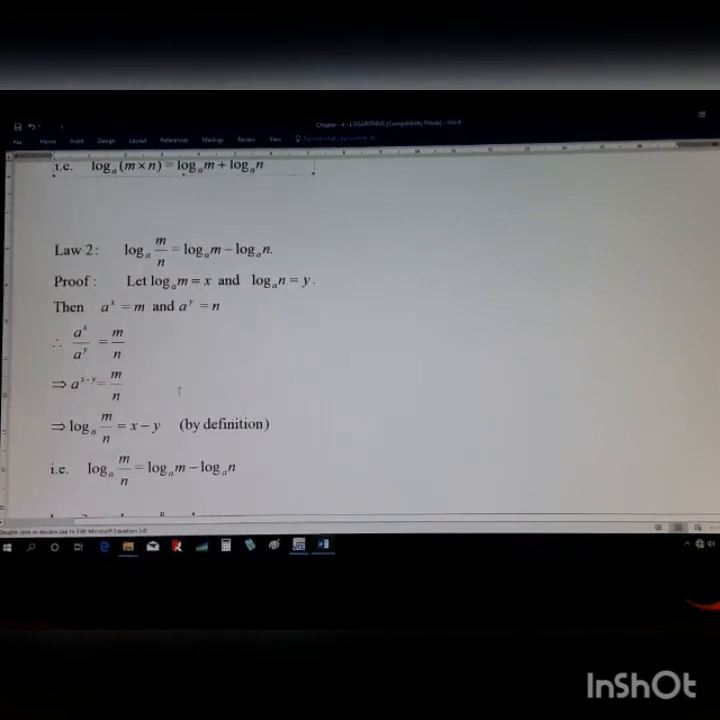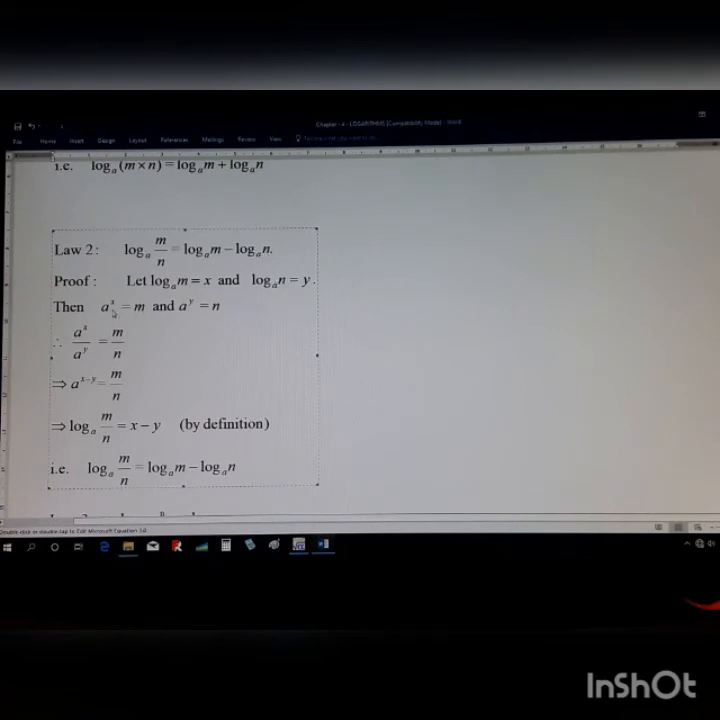Then the second law. In case of the second law, division becomes subtraction. So instead of dividing, we can simply subtract and we'll get the result. The same is the case as in law 1. The first term of the right hand side will be x, and the second term will be taken as y here. So let log of m to the base a be x, and log of n to the base a is y.